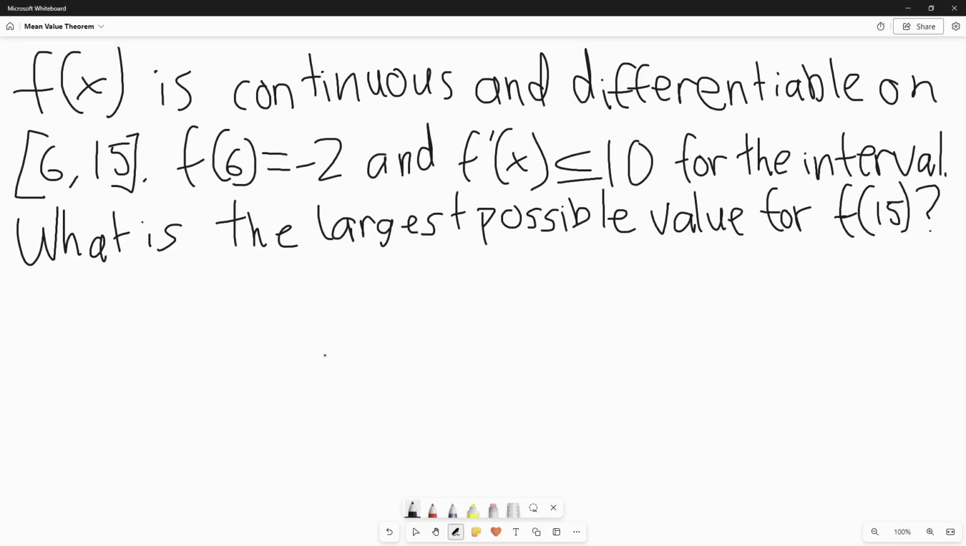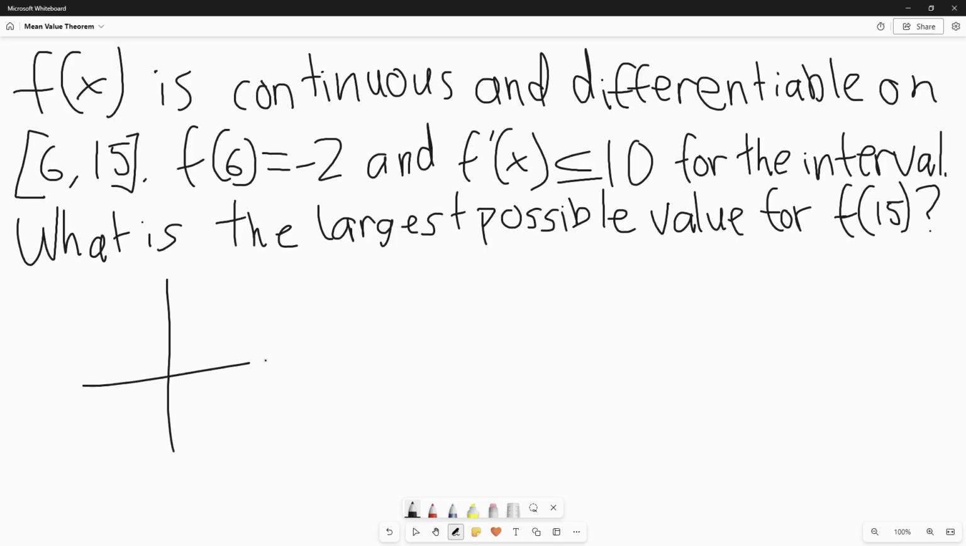And again, for this problem, we use the mean value theorem. Our conditions are already guaranteed: f is continuous and differentiable on this interval, so we don't even need to worry about that. What we do need to know is the slope of the secant line, and it says f prime of x is less than or equal to 10 for the interval, which means that at no point in between is the slope of the tangent greater than 10, which means that if the slope of the secant was greater than 10, then the mean value theorem wouldn't apply. Therefore, it cannot be greater than 10.